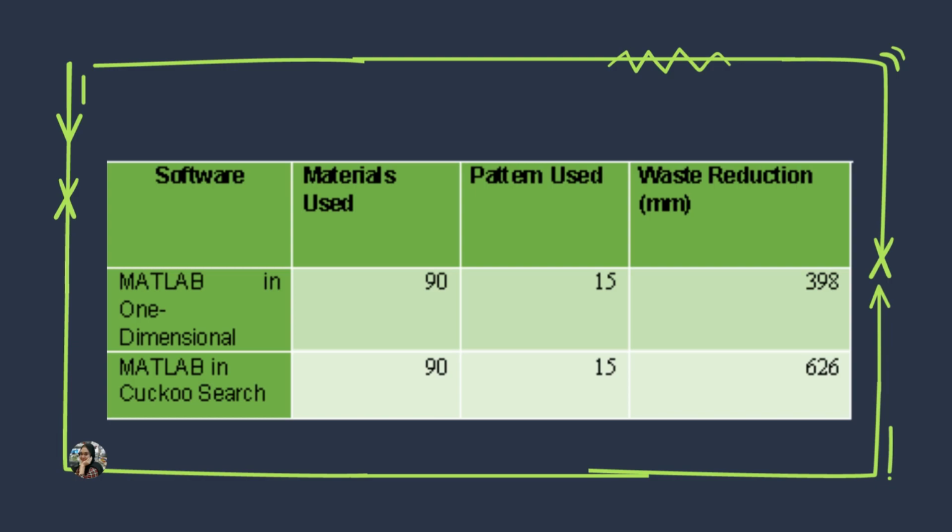As shown in the table, the result obtained shows the waste will be lower if using one-dimensional compared to the cuckoo search. It is very obvious that one-dimensional reaches approximately 398. The waste that can be minimized by cuckoo search is 626. Compared to one-dimensional, there is not much less waste than the other software because cuckoo search is very suitable for linear programming cutting compared to one-dimensional in the case study.